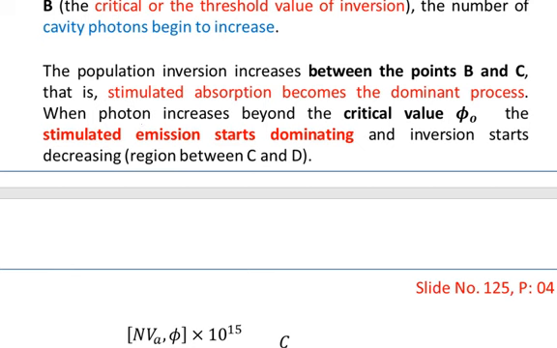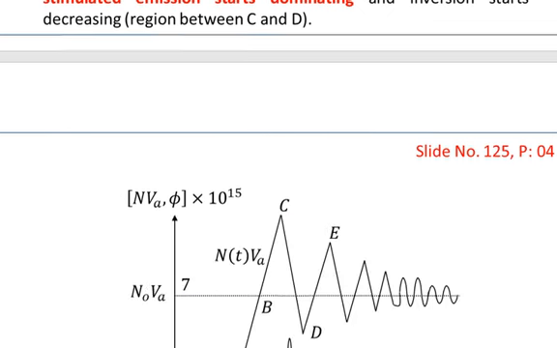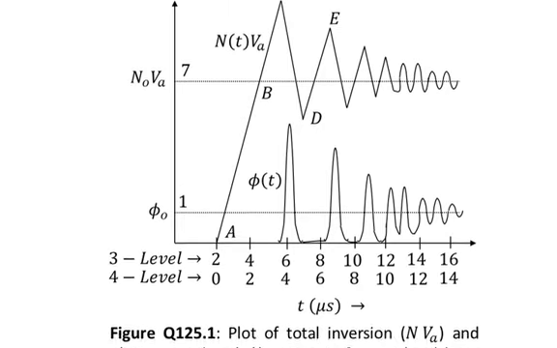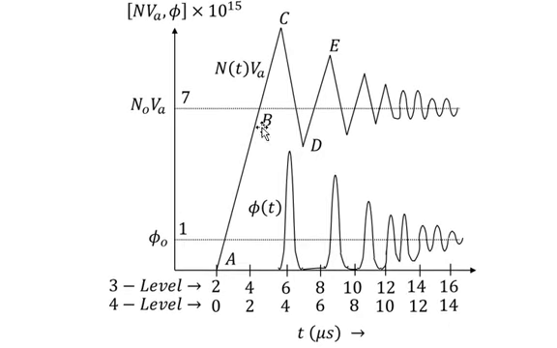So let me repeat again. From the figure, I want to tell you very clearly that from A to B, population inversion increases. From B to C, the population inversion also increases. But B is the point which corresponds to the critical inversion.